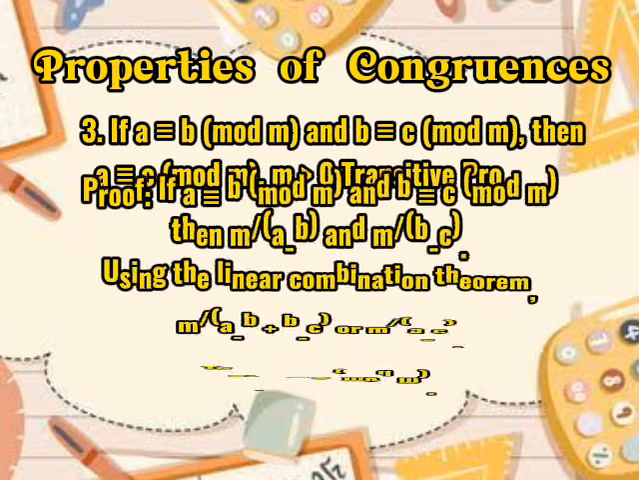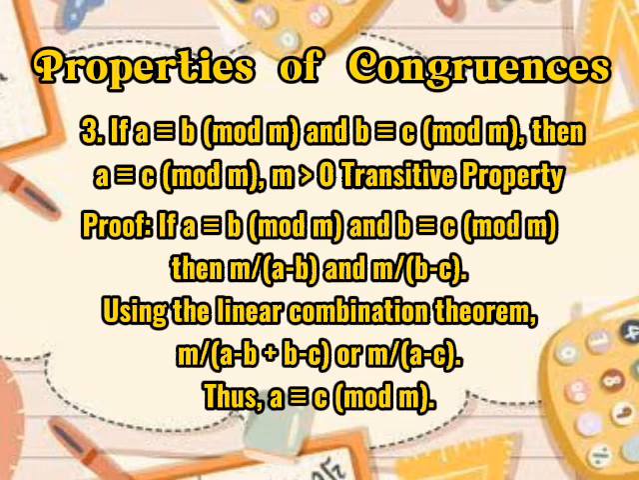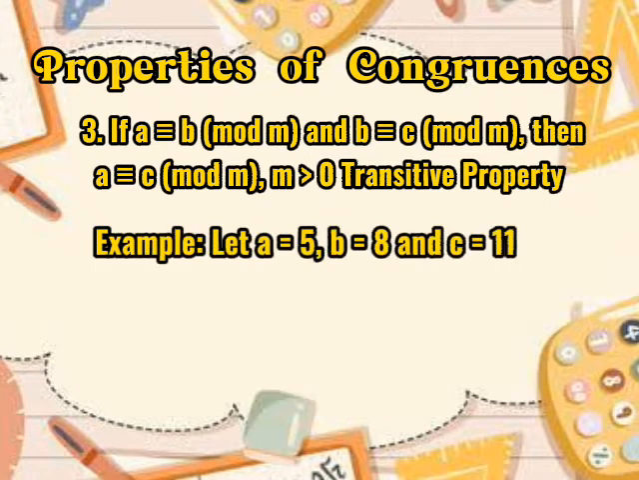Transitive property. Proof. If A is congruent to B modulo M and B is congruent to C modulo M, then M divides A minus B and M divides B minus C. Using the linear combination theorem, M divides (A minus B) plus (B minus C), or M divides A minus C, thus A is congruent to C modulo M. Therefore, the statement is true. Example, let A be 5, B be 8, and C be 11.